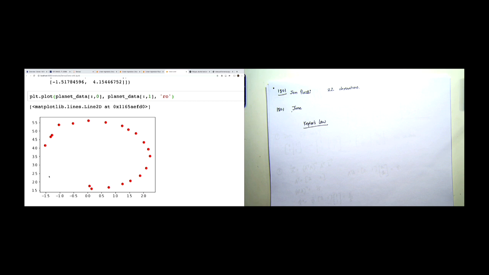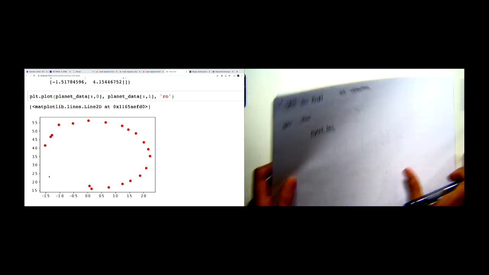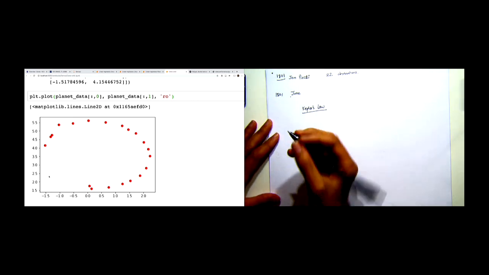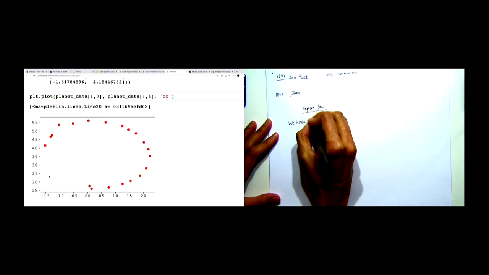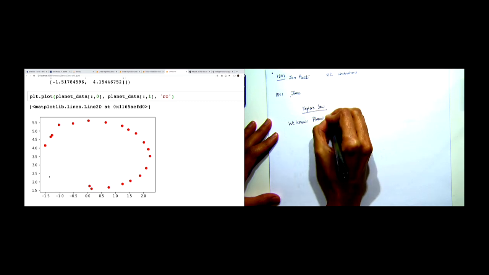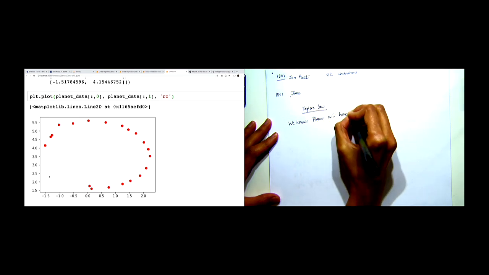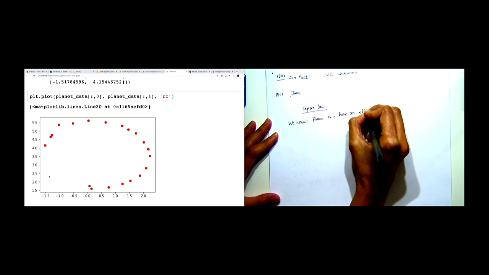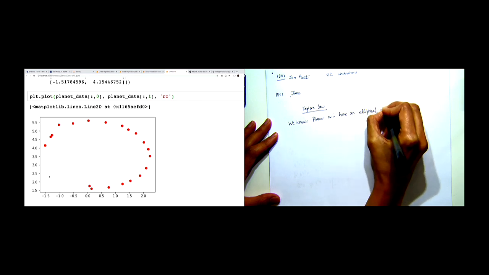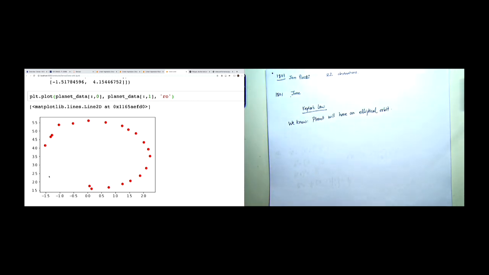How is this even connected to least squares? We can do this, and I'm telling you we can do this, but there's a bunch of steps between how to start doing this and where to go. So for this, first we should say that we know that the planet will have an elliptical orbit. Okay?